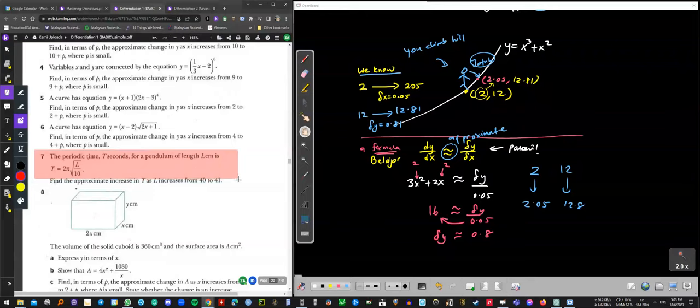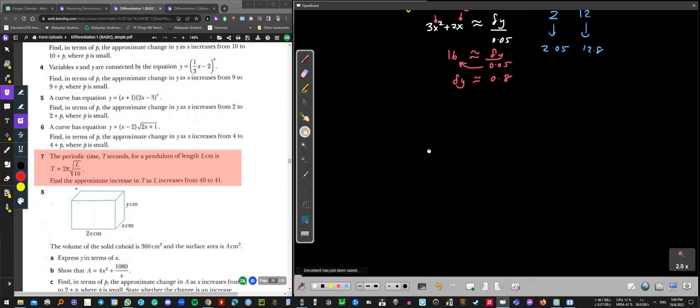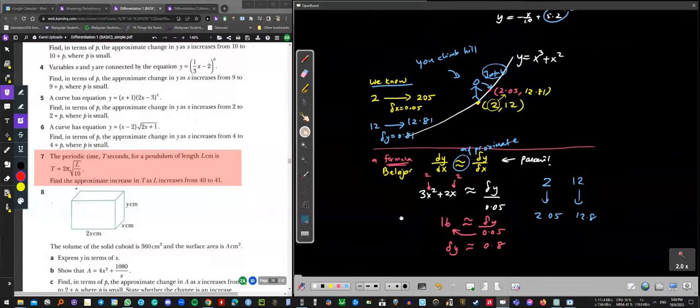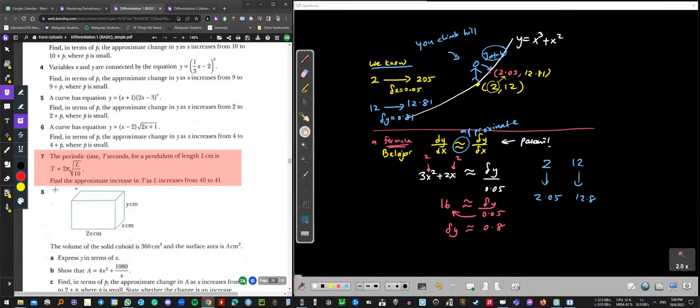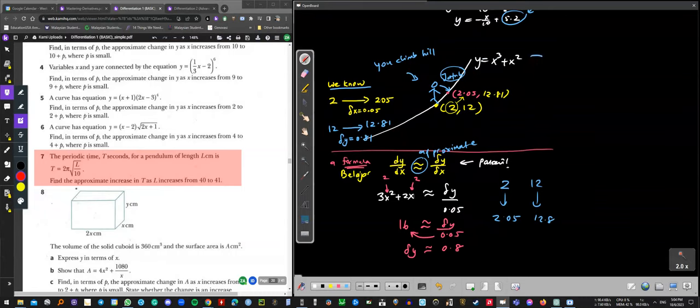Cuba buat tu. Dia kata dekat situ, the periodic time T seconds for a pendulum length L centimeter is given by that function. T equals to 2 pi darab square root of L divided by 10. So find the approximate increase yang berlaku pada T kalau L naik daripada 40 ke 41. So berapa naik dekat T dia? Okay, faham? Pakai formula bukan pakai cara atas tu. Ni atas ni is the logic. This is me making sense for you. This is the logic. This is the way that you're learning.